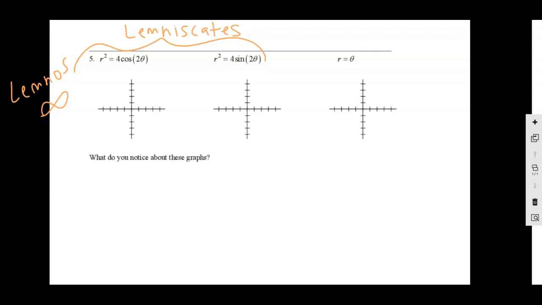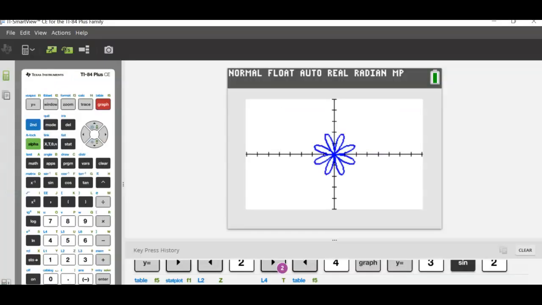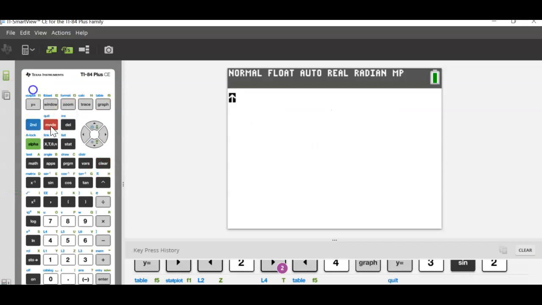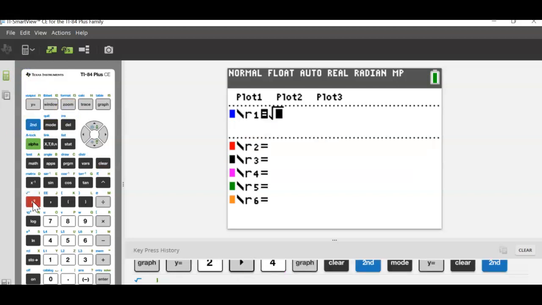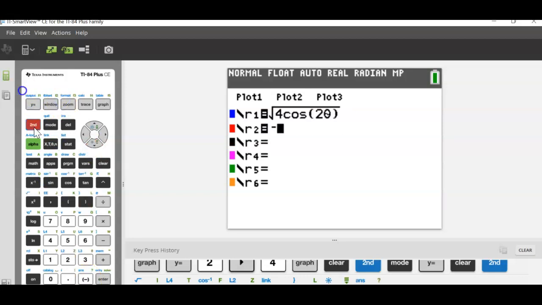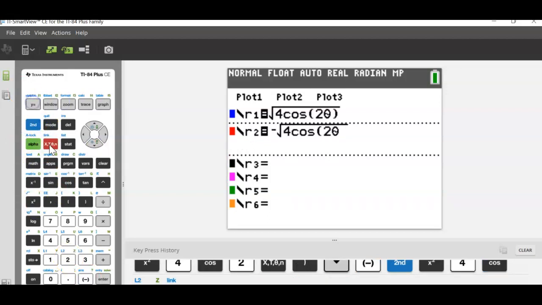Let's go graph these. Let's look at what this lemniscate is. R squared equals 4 cosine 2 theta. I can't do r squared, so I'm going to have to do the positive square root, the square root of 4 cosine 2 theta. That's going to get the positive side, and then of course we're going to need the negative square root of 4 cosine 2 theta.